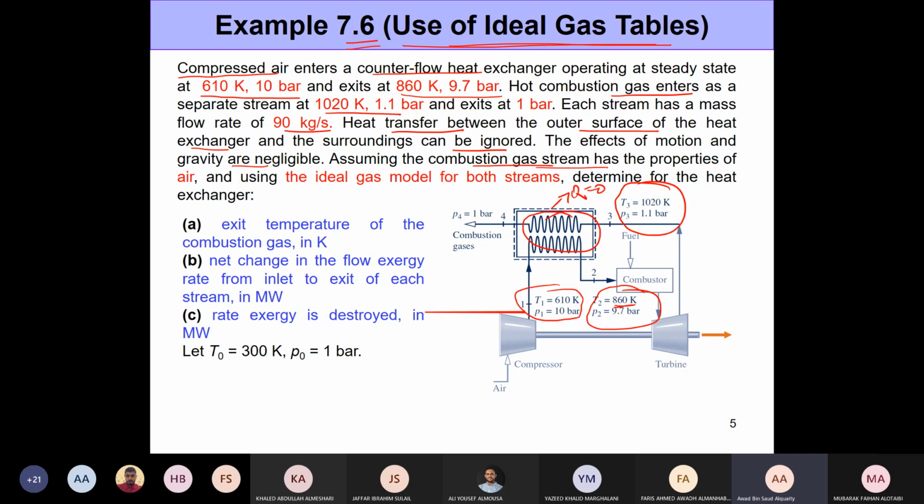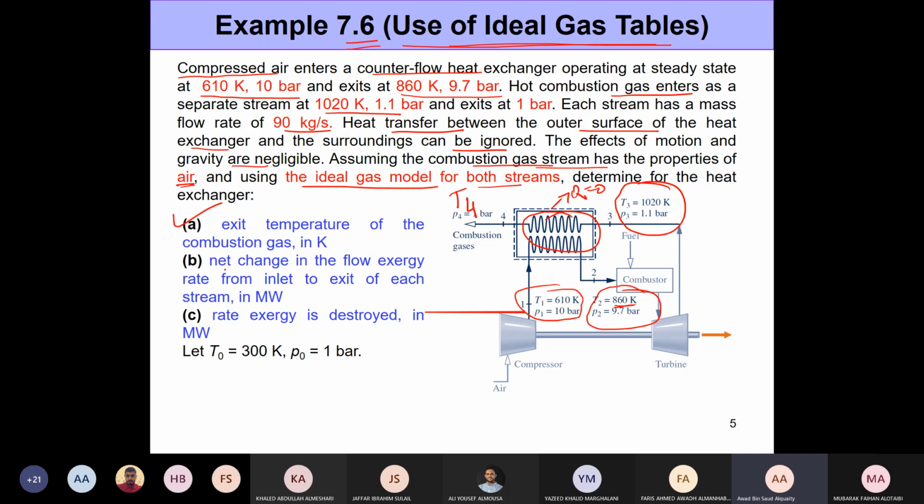Assuming the combustion gas stream has properties of air, this is an assumption, probably a reasonable one, and using the ideal gas models for both streams, we need to determine a couple of things for the heat exchanger. First, we need to determine the exit temperature of the combustion gases. So we want T4 here. That's the first part.